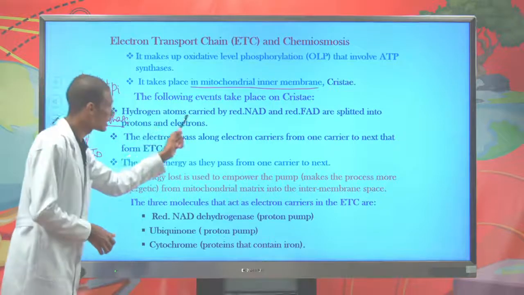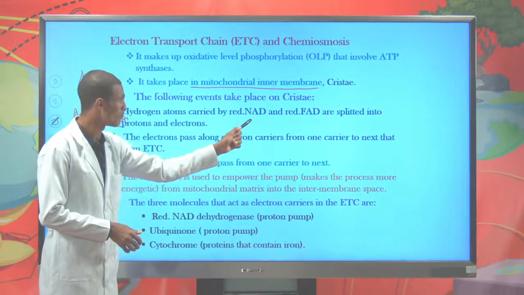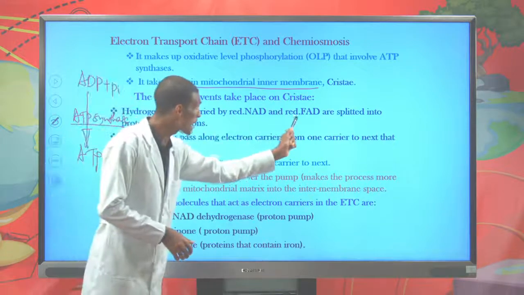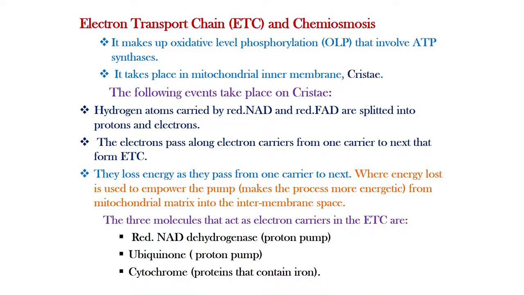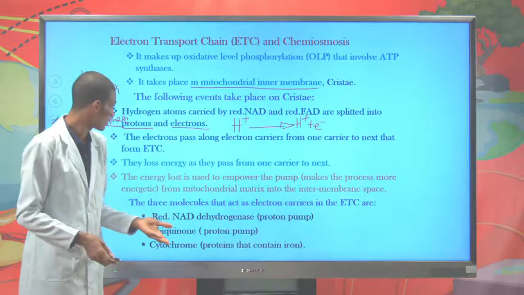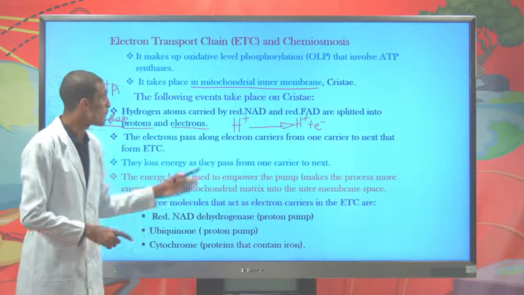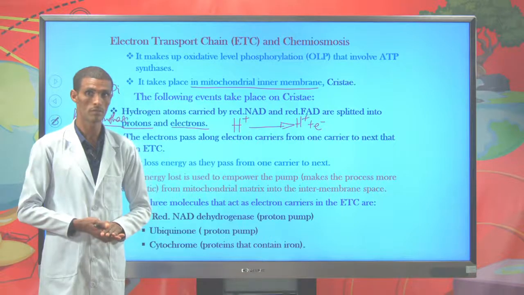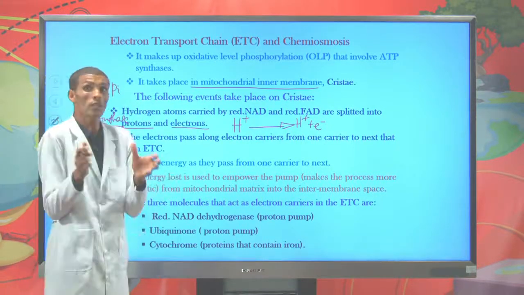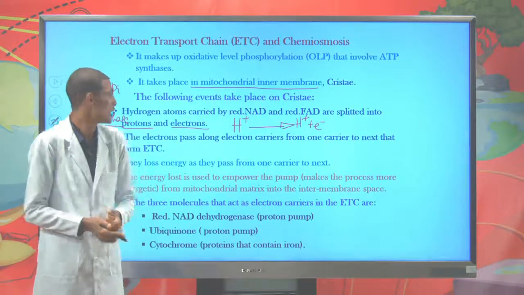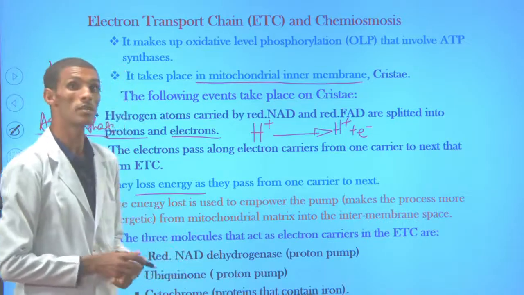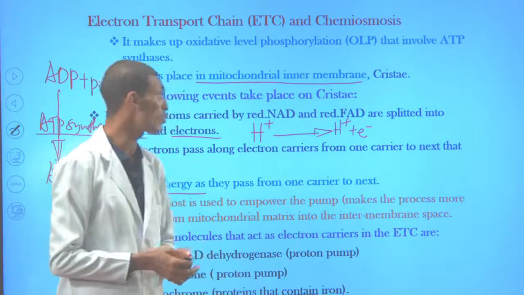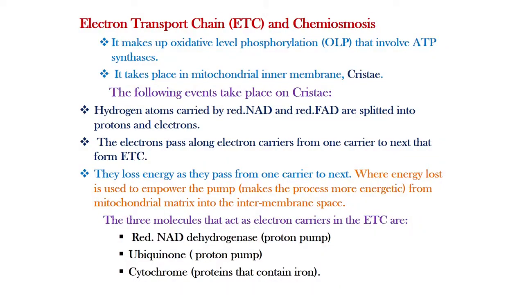The following reaction takes place over the surface of the crista. Here, hydrogen atoms carried by reduced NAD and reduced FAD from Krebs cycle split into electrons, which pass from one carrier to another, which we call the electron transport chain, making the system efficient. Additionally, when the electrons pass from one carrier to the next, they lose energy. This lost energy makes the pump system more energetic and powerful.